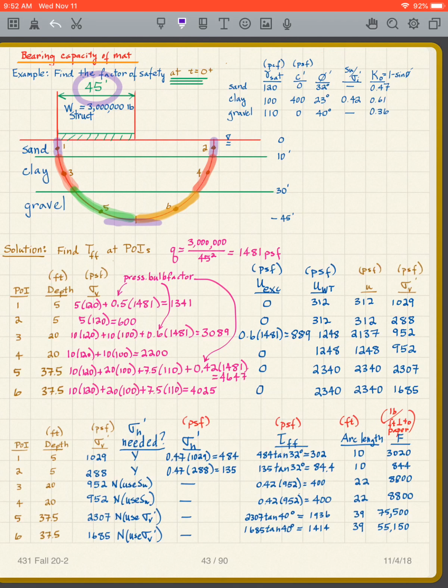In other words, the width B and the depth to the bottom of the circular failure surface would be the same. So in this case, if we're 45 feet, I'm going down 45 feet. Well, if I do that, I'm most likely going to contact a number of different types of soil, and so how do I use my bearing capacity equation when I have all these different types of soils?